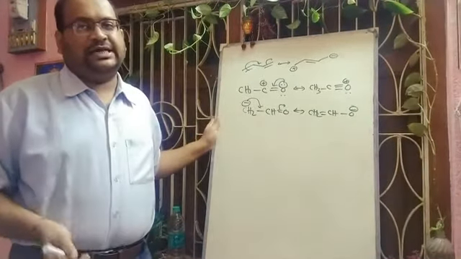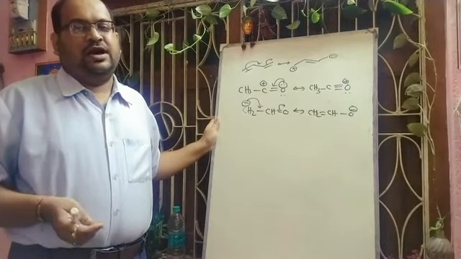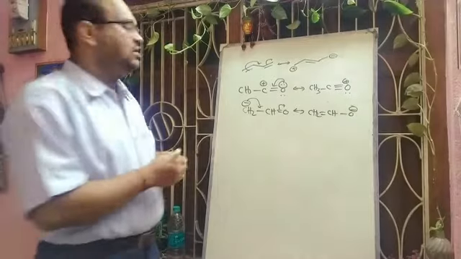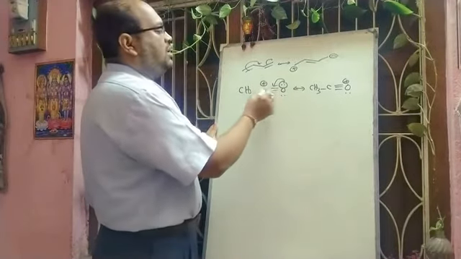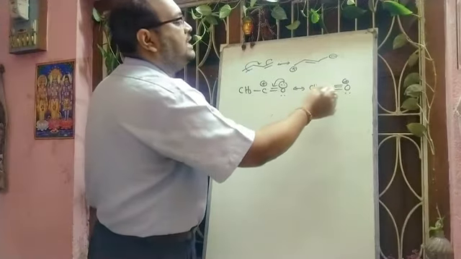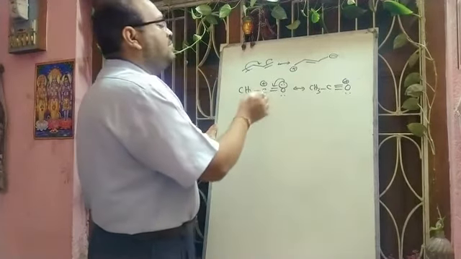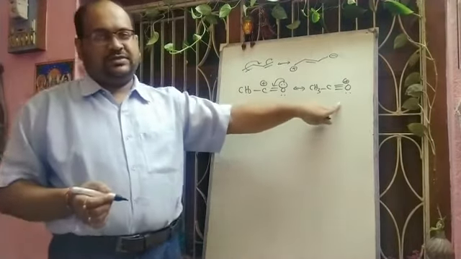Next rule: canonical structures in which the octet of all atoms is fulfilled are relatively more stable. Here also we can take the same example. So here the octet is not filled up, here the octet is filled up. Here oxygen is 8, carbon is 8, and this carbon is 8, but here the middle carbon's octet is not filled up. So definitely this will be the most stable structure.